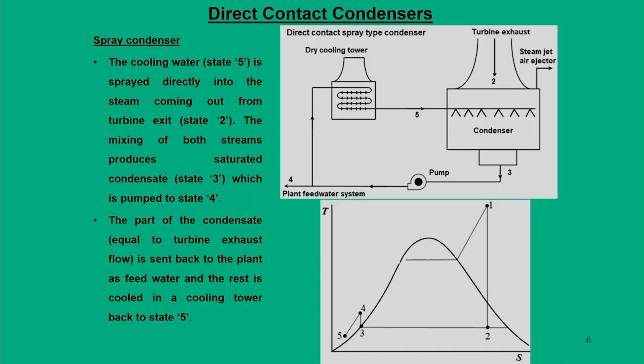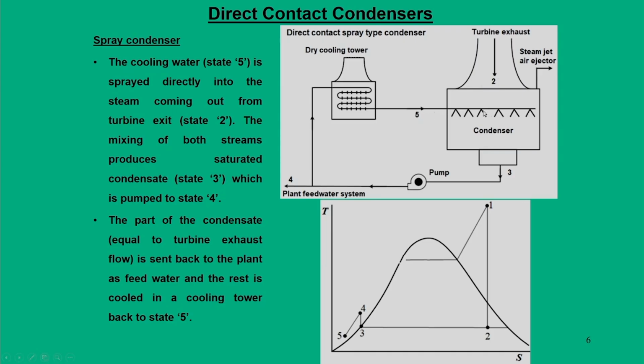So, first let us start with a direct contact type steam condenser. In one of the variants of the direct contact type condenser, we call this a spray condenser. The spray condenser uses a cooling tower, which is nothing but a water reservoir that stores water at normal room or atmospheric temperature, and it supplies the water to the condenser unit.